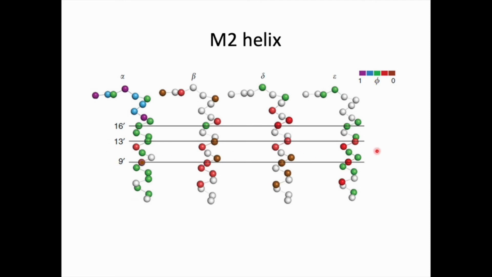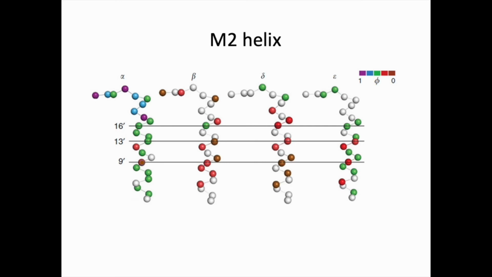M2 lines the pore with the gate region being between the 13 and 9 prime regions at the equator of this pore. I'm not going to go into this, there's a lot of information in this, but I just want to point out that the brown residues, which are the phi near zero residues, are all below the gate region in non-alpha subunits, although the 9 prime of the alpha subunit is also brown. It moves late in the sequence. And you can see the alpha subunit moves earlier than the epsilon subunit, which moves earlier than the beta and delta subunits.